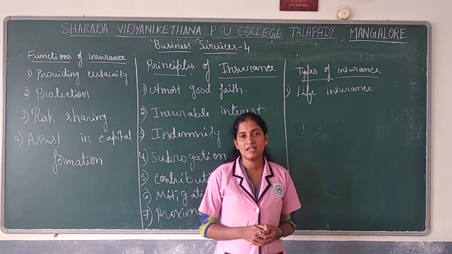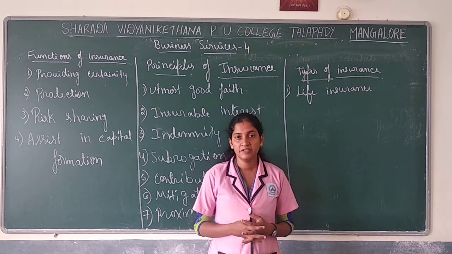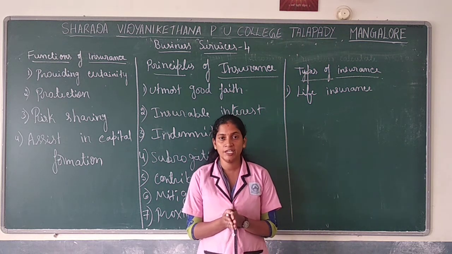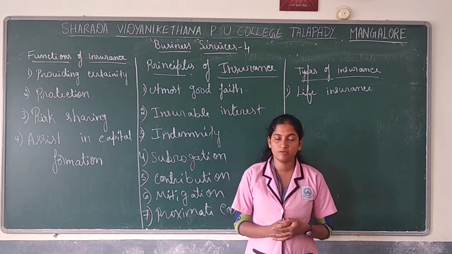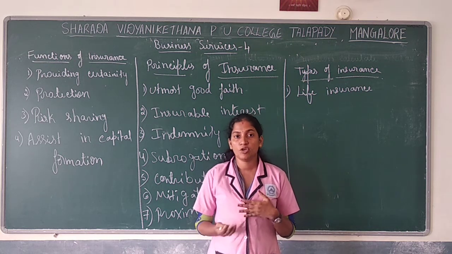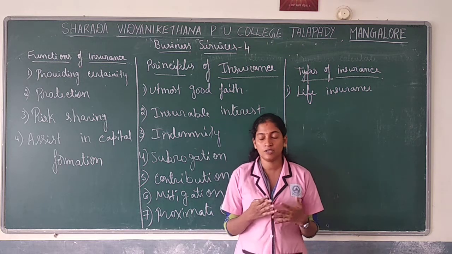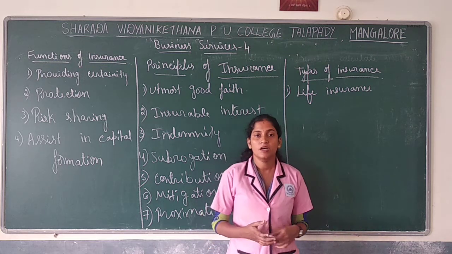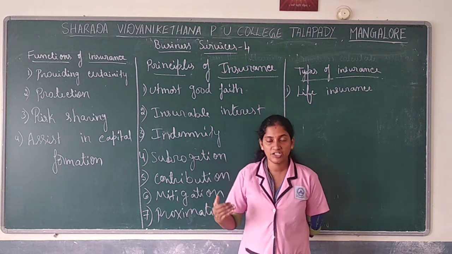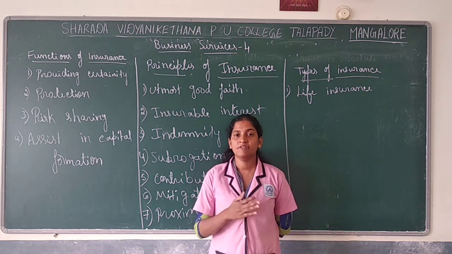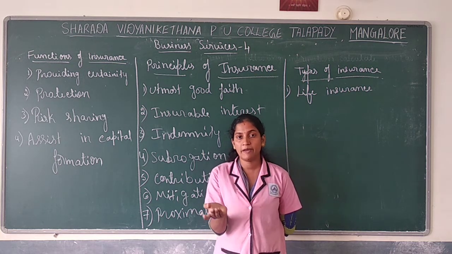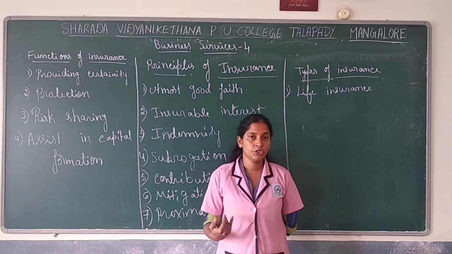In the previous class, I started the chapter Business Services. In this chapter, we have studied what a business service is, what types of services are available, and the differences between goods and services, services and the bank, and the functions of banking. After that, I started the topic of insurance, types of bank, functions of bank, and insurance.